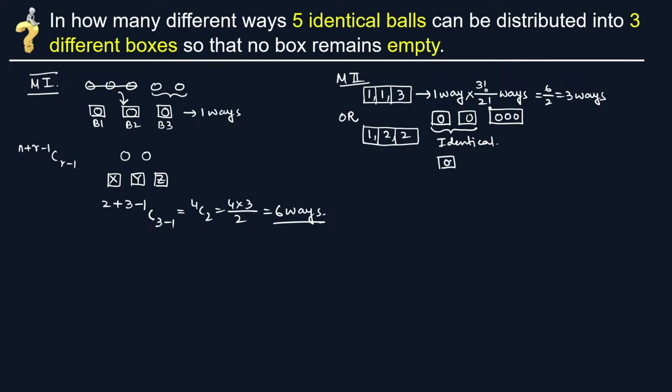Same thing for the second one. Here the group is like this. One group is having 1 ball. The other group is having 2 balls. And the third group is having 2 balls. Now these 3 groups, when distributed among 3 boxes, that can be done in factorial 3 divided by factorial 2 ways. Again, why have I divided by factorial 2? Because here these 2 groups are identical. So this gives us what? It gives us 3 ways again. So total number of ways is either this or this. So that gives us total 6 ways.